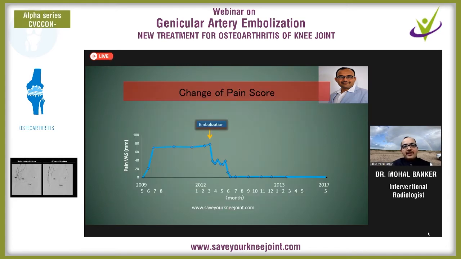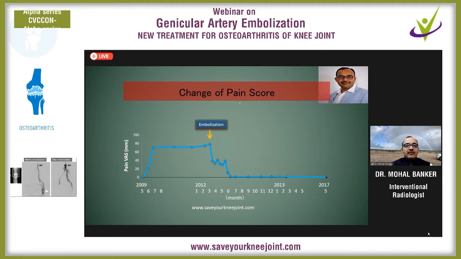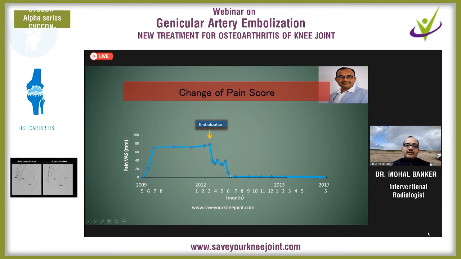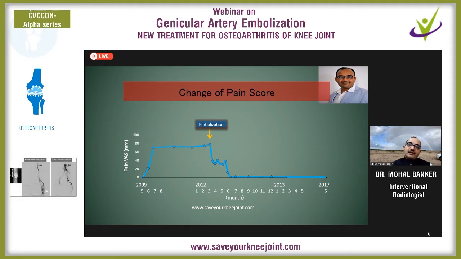Now in the same patient, there is a graph of the changes in pain score. On the day of embolization, pain reduces by 50% on the same day, and gradually over the next few months, the pain is completely gone. So, what is the reason for this sudden reduction of the pain? This is a very important etiology to understand.